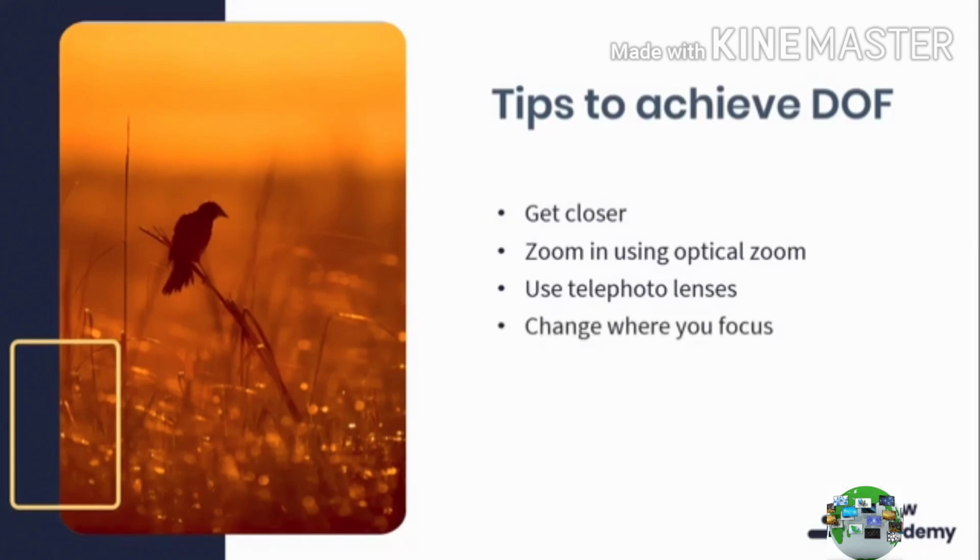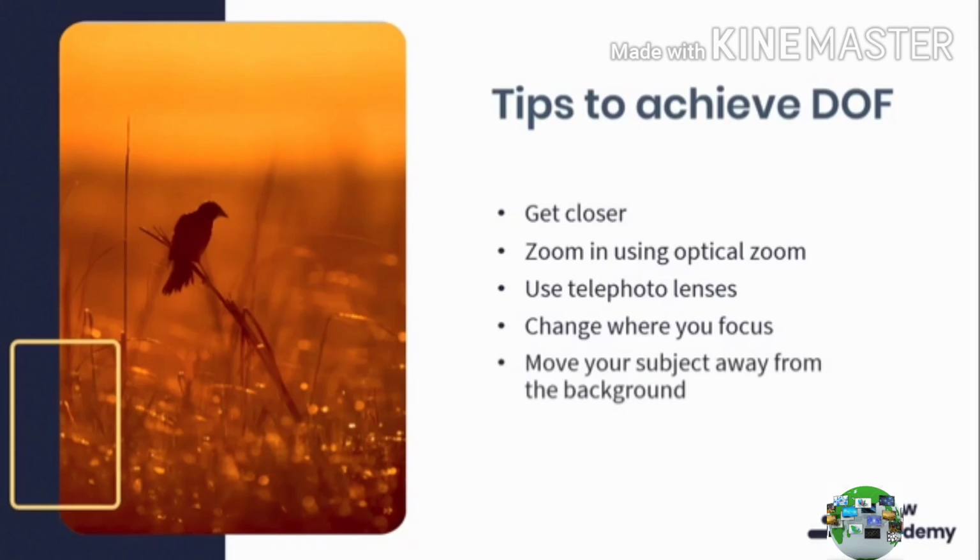Change where you focus. So obviously focus on your subject to make sure that they're in focus, and then everything else behind them should be nice and shallow and out of focus. So it's a bit of an obvious one, but simply change where you focus. And as I said with the lineup, if you choose to focus on someone a little bit further back in the image, you should get a nice shallow depth of field in the foreground of the image as well.